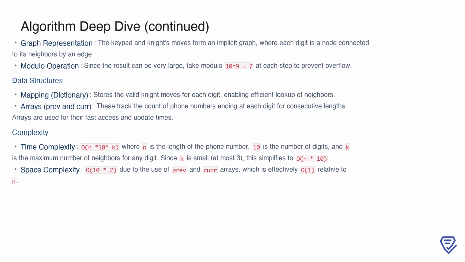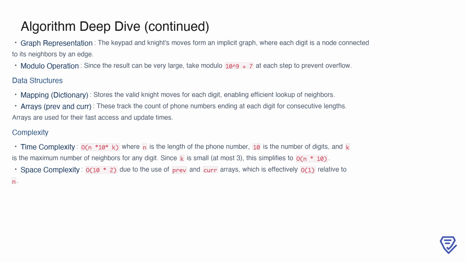Since the result can grow very large, we apply a modulo operation, specifically 10^9 plus 7, at each step to prevent integer overflow. The algorithm relies on a few key data structures. A dictionary is used to store the valid moves for each digit, allowing for efficient neighbor lookups. Arrays, previous and cur, are used to track the number of phone numbers ending at each digit for consecutive lengths, offering fast access and updates.